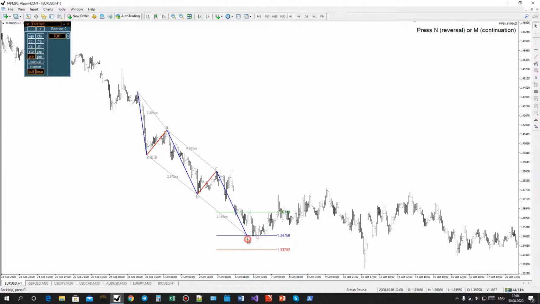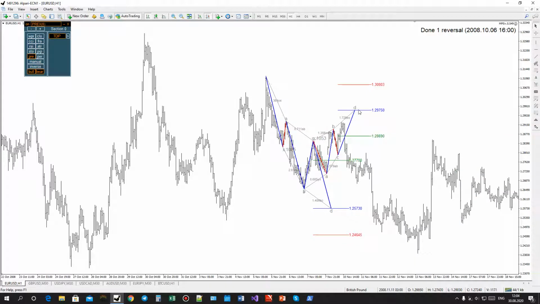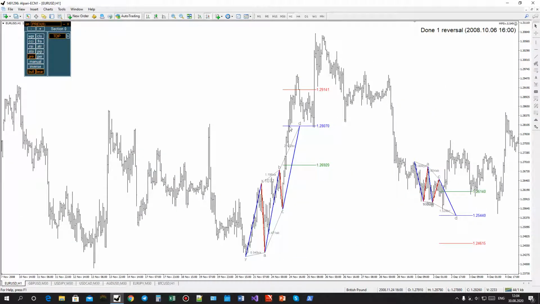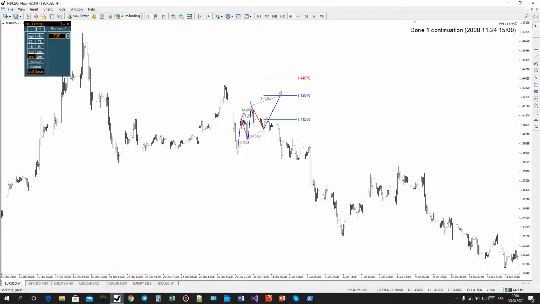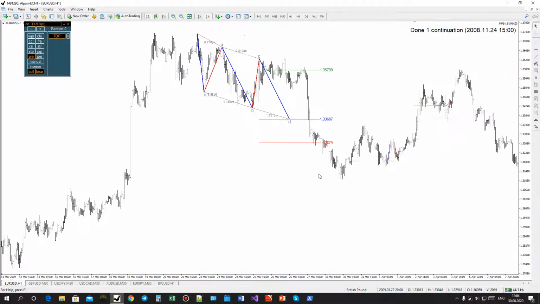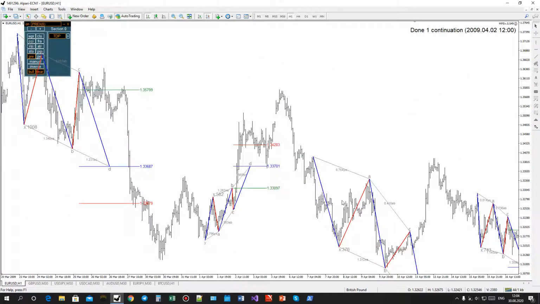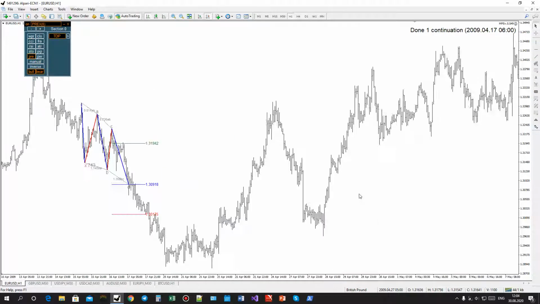Okay, this one was a win. Bullish, bearish, bear, undershoot, didn't complete. Okay, this one was a loss. This one was a loss. Okay, this one was a loss.